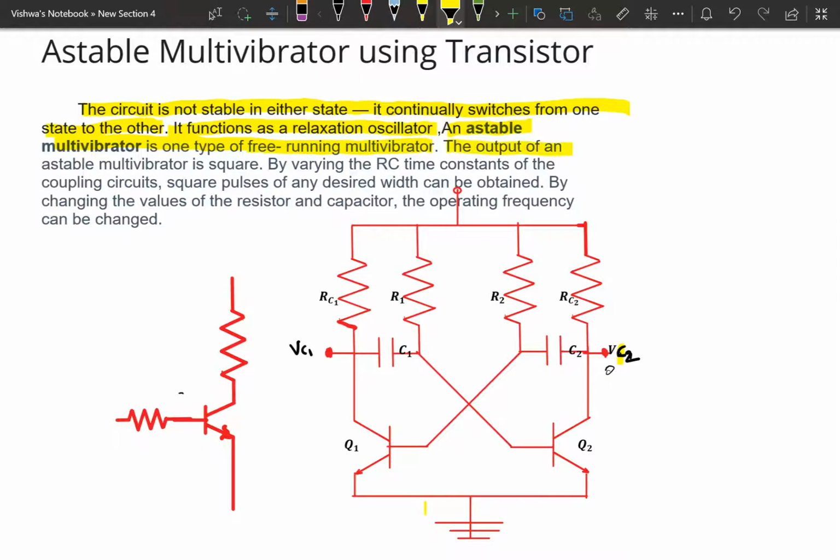The output of an astable multivibrator is a square waveform. By varying the RC time constant of the coupling circuit, square pulses of any desired width can be obtained. By changing the values of the resistors and capacitors, the operating frequency can be changed. The frequency of this oscillation depends completely on the capacitor and resistor used in this circuit. The main working component here is the transistor, and the transistor works as a switch.